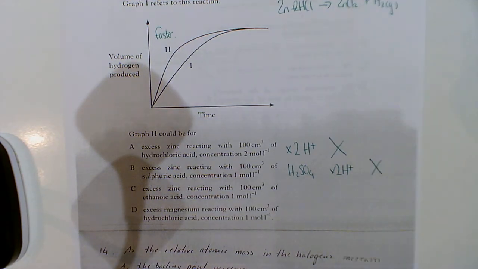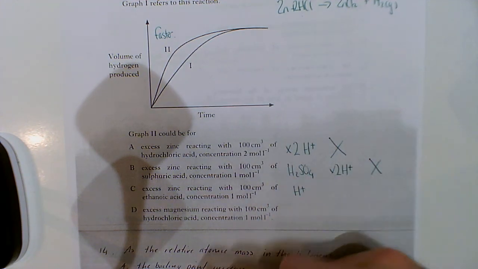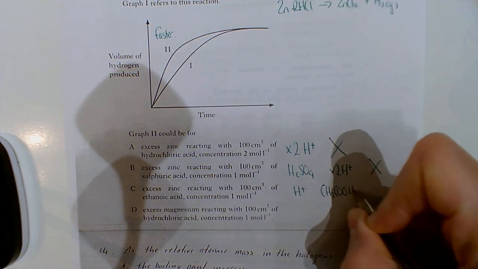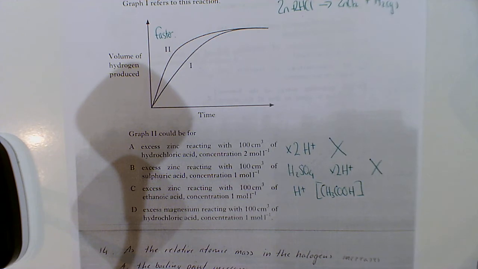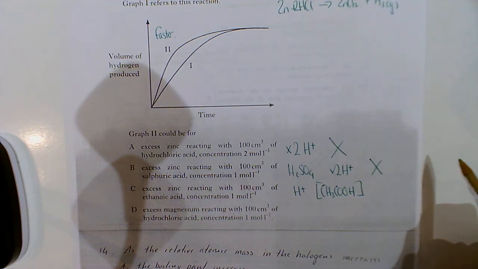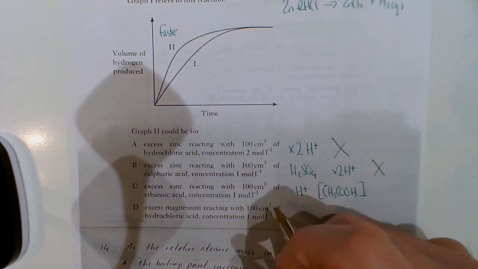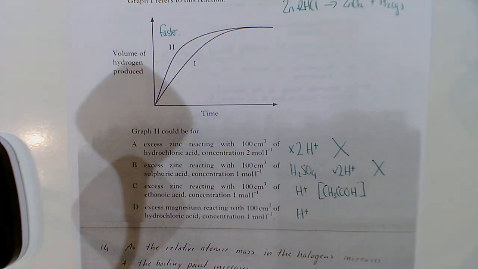Ethanoic acid reacting with zinc. Well, that's still got the same amount of H+ ions, because ethanoic acid is CH3COOH. So the concentration of H+ is the same, and we're reacting with the same metal. So let's try the next one as well, but this is a possibility. Next one, it's the exact same, so we've got the same amount of H+, it's the same acid, but we've changed the metal.